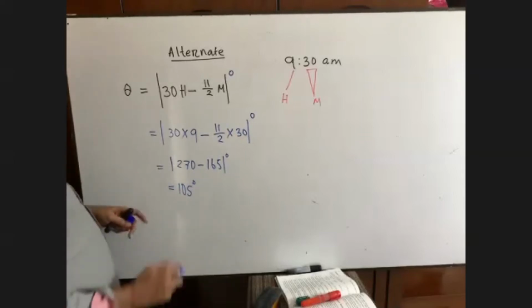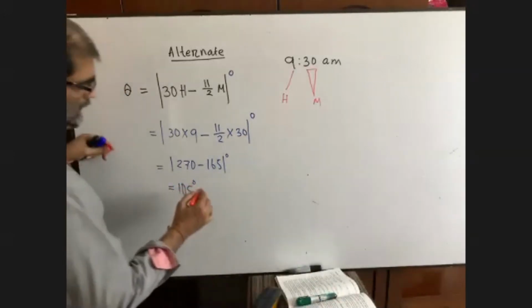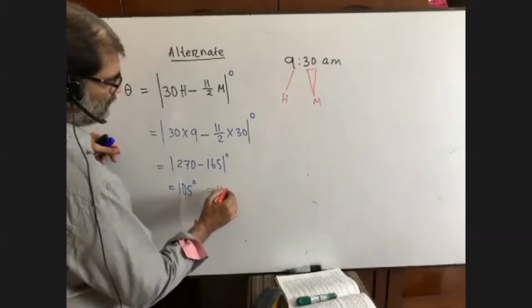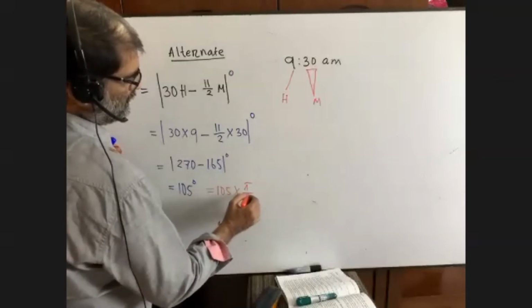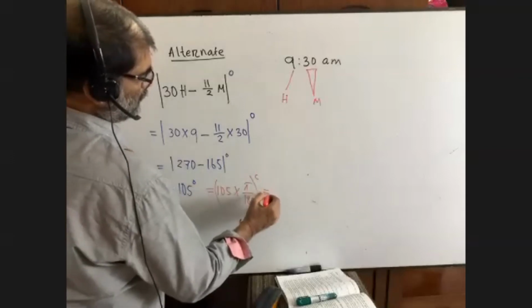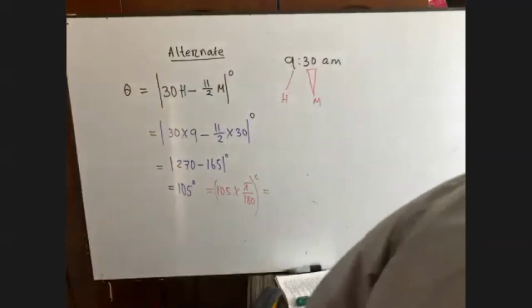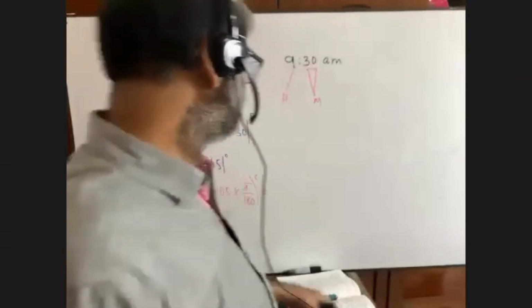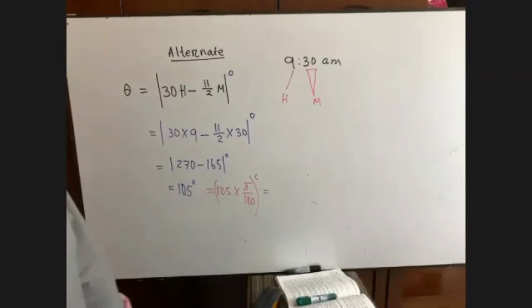Sir, is it a formula? It is a formula. Then why can't we use it in exam? Of course. 105 into pi by 180. Sir, we can apply this process in question paper. Of course you can. Now please use the calculator. The same math, the same answer you will get as for question number 11 that I did today. Right?